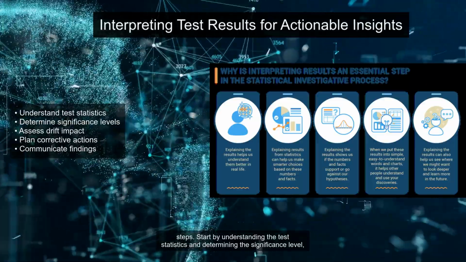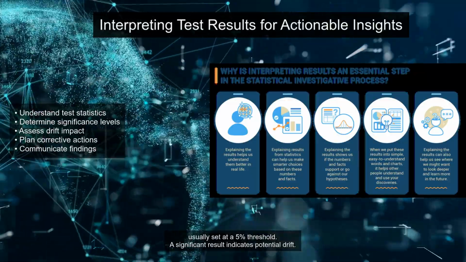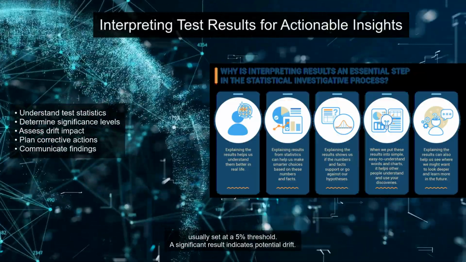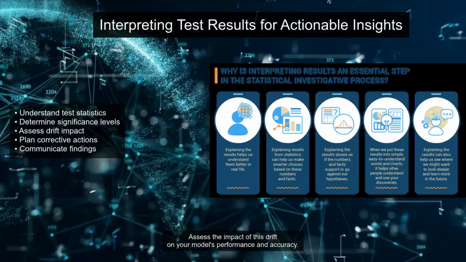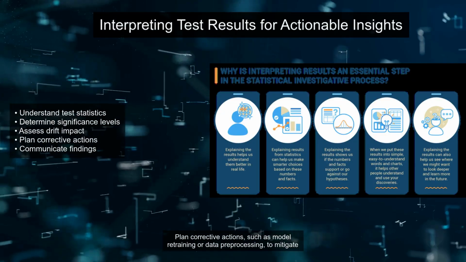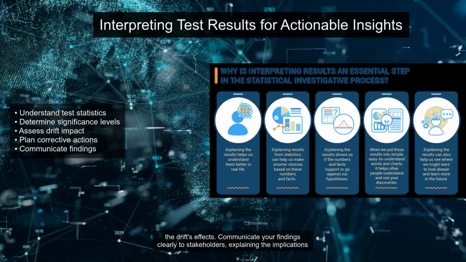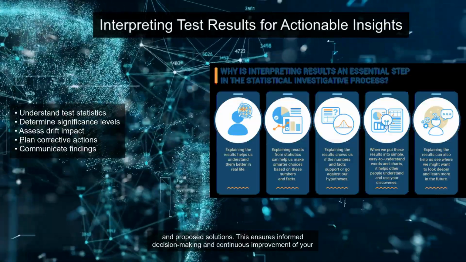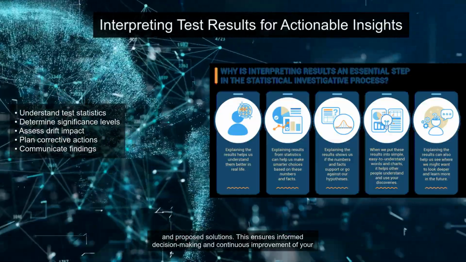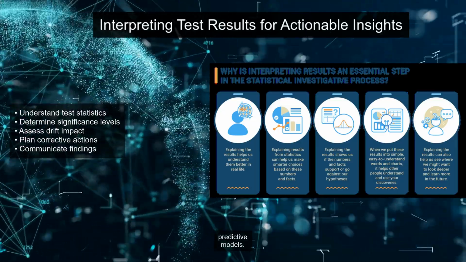Interpreting the results of a statistical test is crucial for taking actionable steps. Start by understanding the test statistics and determining the significance level, usually set at a 5% threshold. A significant result indicates potential drift. Assess the impact of this drift on your model's performance and accuracy. Plan corrective actions, such as model retraining or data preprocessing, to mitigate the drift's effects. Communicate your findings clearly to stakeholders, explaining the implications and proposed solutions. This ensures informed decision-making and continuous improvement of your predictive models.